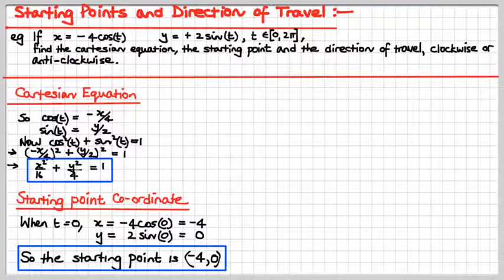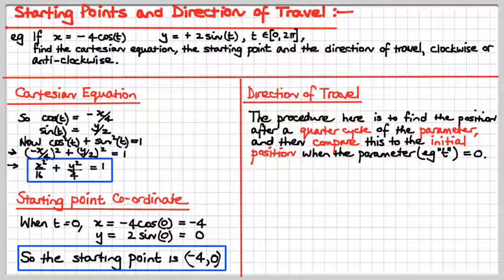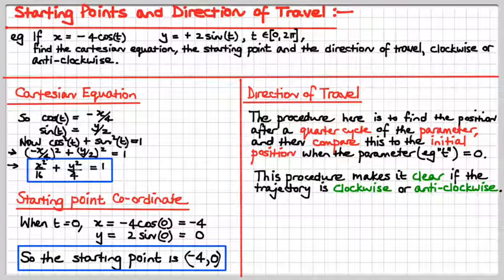Now, that's 2 out of 3. We've got the Cartesian equation, the starting point, and now we've got to do the direction of travel. Now, this is a very, very fascinating little procedure, guys. This is what you do. For direction of travel, the procedure is that we find the position of the particle after 1/4 cycle of the trajectory has been traversed, and then we compare this point to the initial position, which we've got down here, and it becomes very obvious what the direction of travel has been, and I'll show you. Yes, it makes it very clear whether you're going clockwise or anti-clockwise.